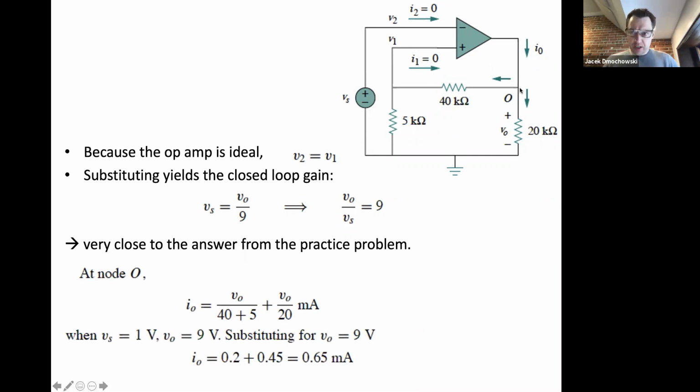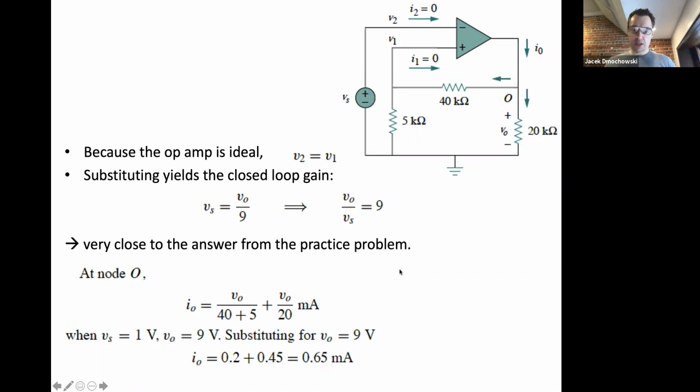So at node 0 now, notice that I naught will get divided up into 2 parts. One part will flow here and the other part will flow here. And so the portion that will flow this way will be equal to V naught divided by 45 kilo ohm. And the portion that will flow here is V naught divided by 20 kilo ohm.